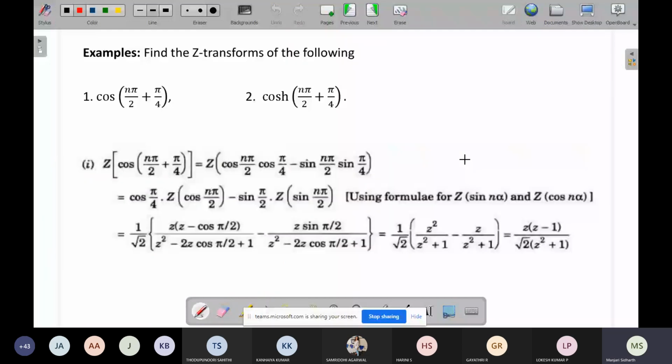Now find the z transform of the following. Cos (a plus b) formula you can use like in the previous one. Cos (a plus b) means cos a cos b minus sin a sin b, the formula. Then use z transform. Very simple. Similarly here, because we do not have any formula for hyperbolic, first write it in terms of exponential, then solve.